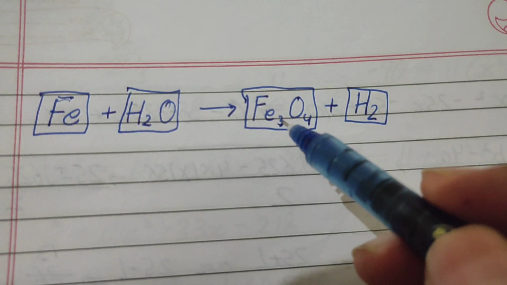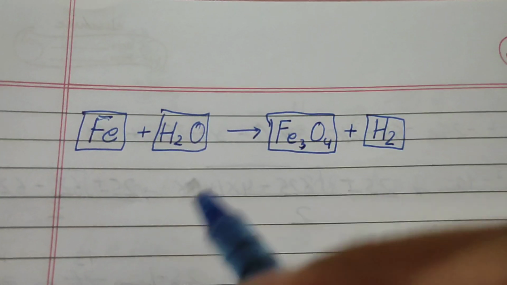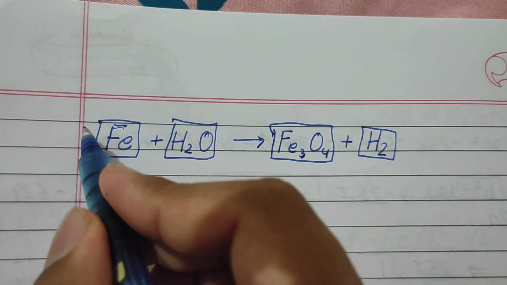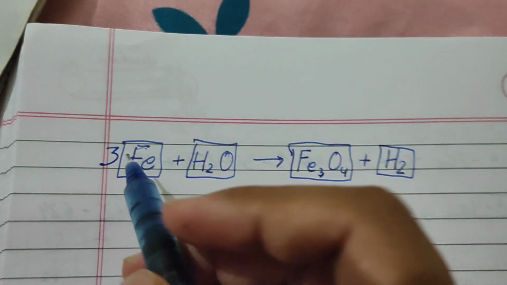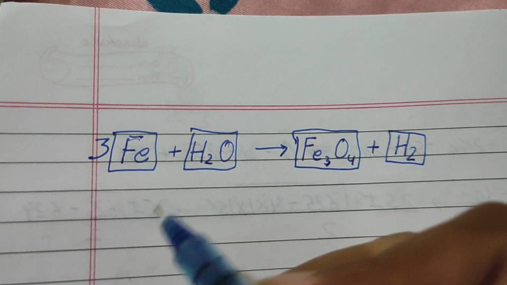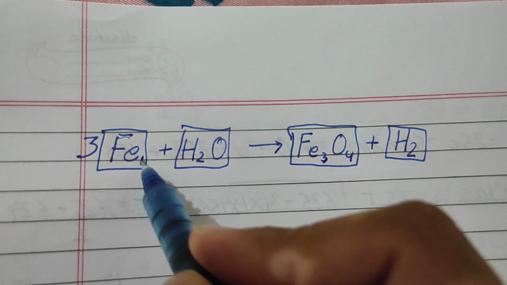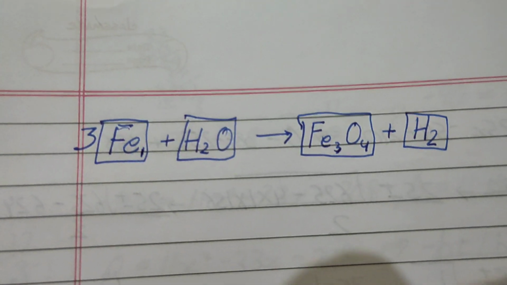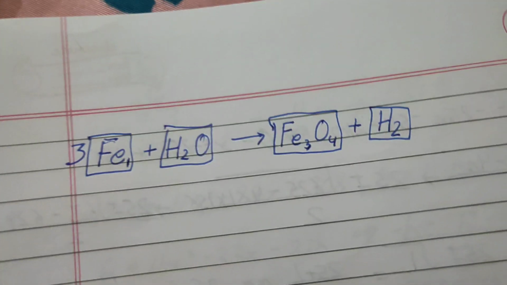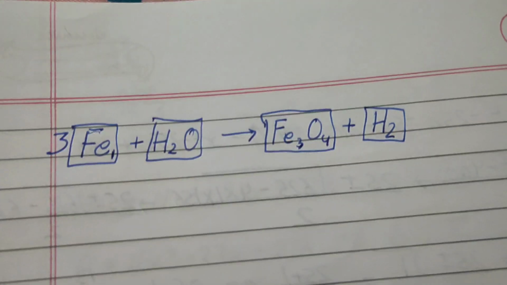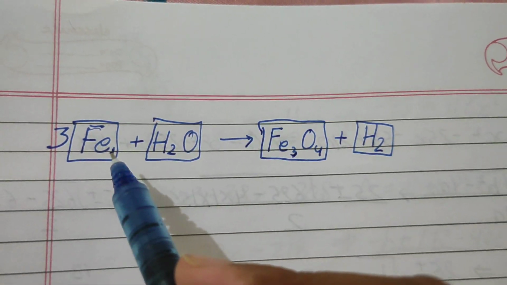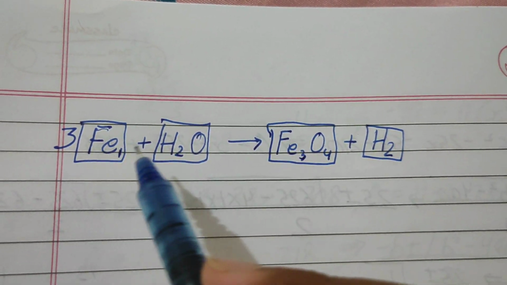Fe here has 3 atoms, but Fe on the reactant side has only 1 atom. So we will need to balance both. So we will just write here 3. We will multiply. What we write outside the box gets multiplied with the number of atoms inside the box. So Fe has 1 atom here. This means that Fe's 1 atom gets multiplied by this 3. So 3 ones are 3. So Fe also has now 3 atoms.